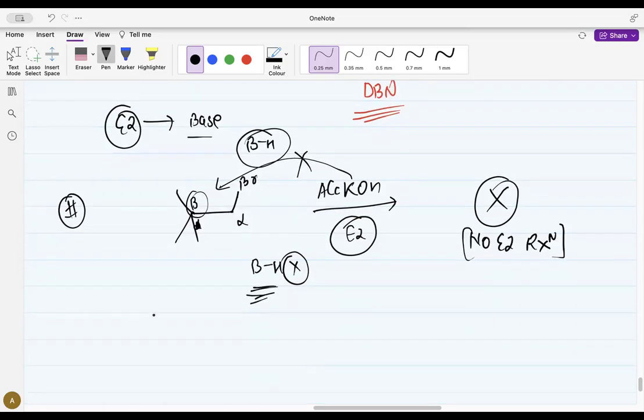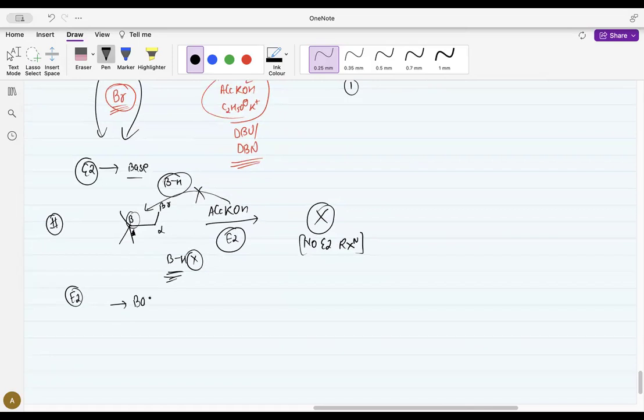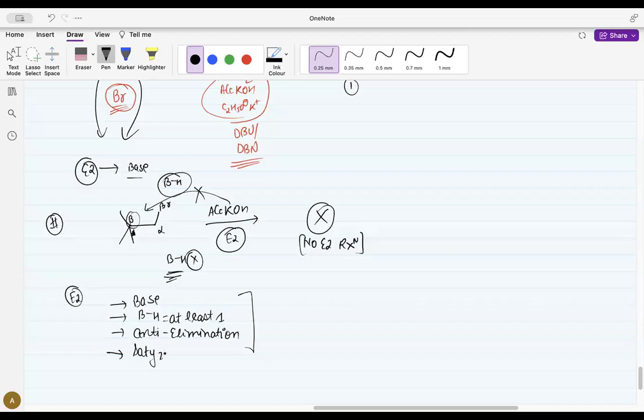So the necessary condition for E2 is, it should have a base, and beta hydrogen should be present, at least one. Beta hydrogen should be present, at least one. Then it should be anti-elimination for the stereochemistry. It should be anti-elimination. You have to remember this. We should always prefer the Zaitsev product with respect to the Hoffman product.